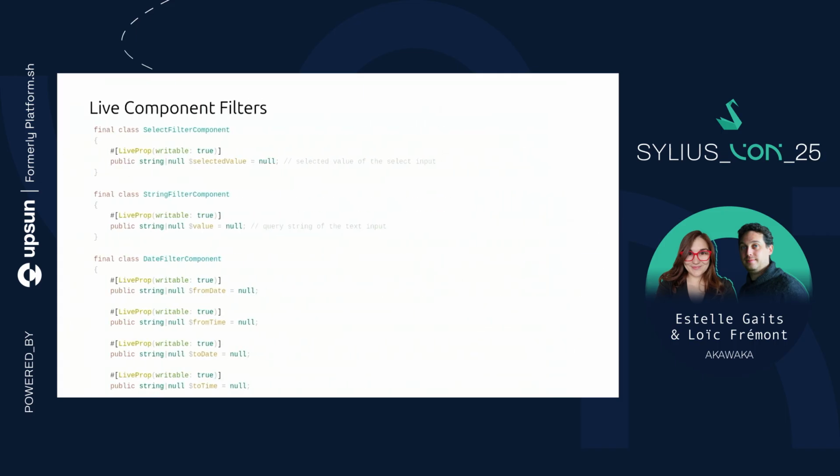These are some of the live components for the built-in filter types. So the select filter one is used for our country filter, for example. The string filter one can be used for search input, as we use with our year filter. And the date filter one can be used to filter according to a given period.